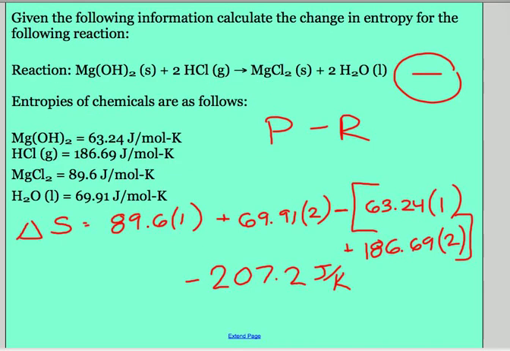Second one is just calculating an actual entropy. So you do your products minus reactants. Make sure you multiply them by their coefficients. And you should get negative 207.2 joules per Kelvin. And again, feel free to pause this if you need to look at something or write something down.